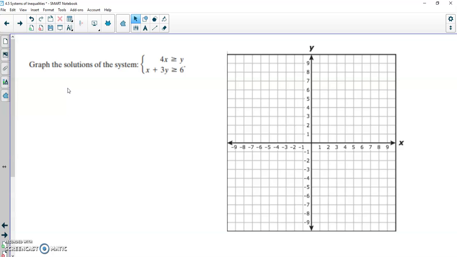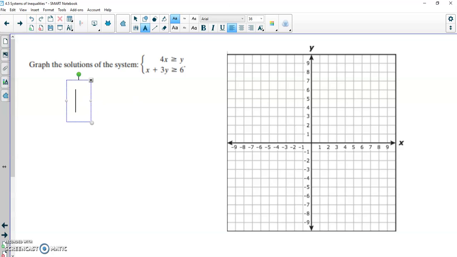So when you're doing this, the first thing you want to do is graph both of the inequalities, and specifically, not even really the inequalities, but you want to graph the lines. So we're going to graph the line 4x is greater than or equal to y. It has to be in the form y equals mx plus b to easily graph it.